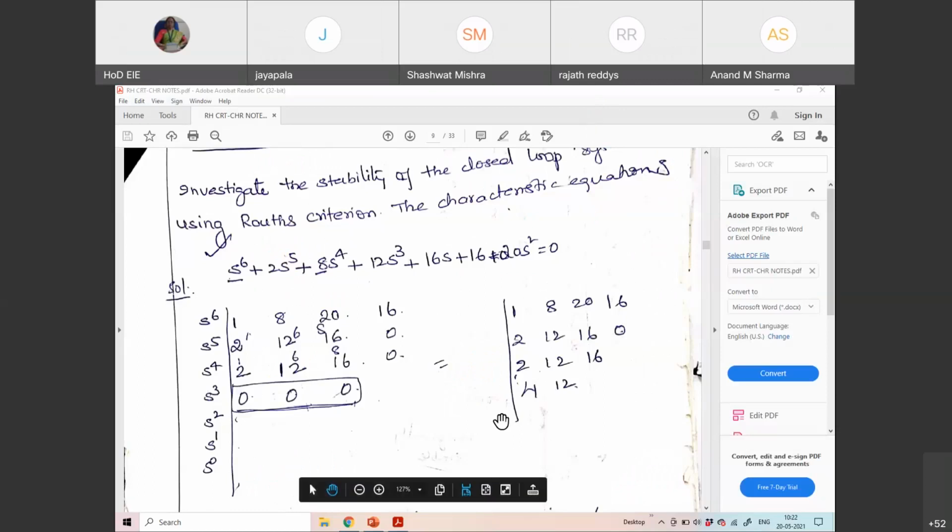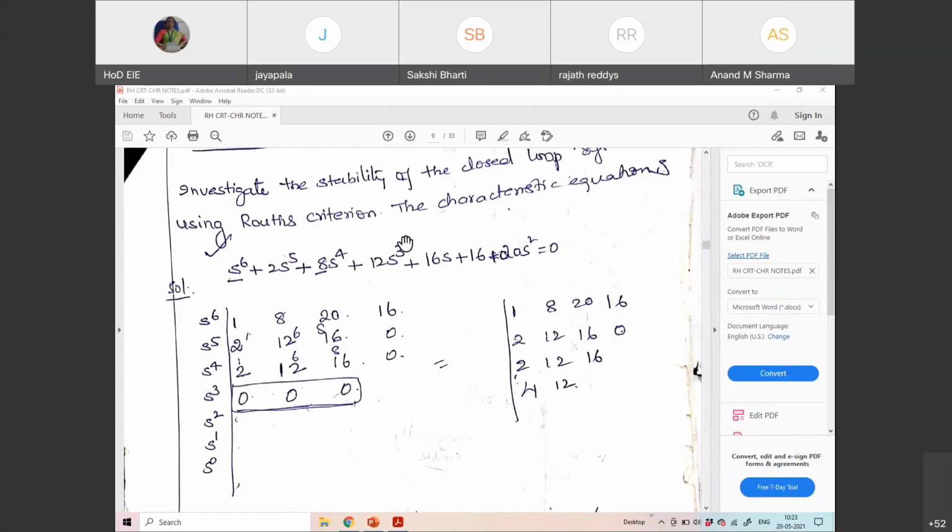So now coming back to this, for any system to investigate the stability, when we come across the difficulty 2, namely, one row having all the elements becoming 0, then we have to find out the remaining elements by going to an equation called the auxiliary equation. The auxiliary equation is the one which we can find out on the row just lying above the all 0 row. In this case, S cube is the all 0 row, so we have to go to the S to the power of 4 row.